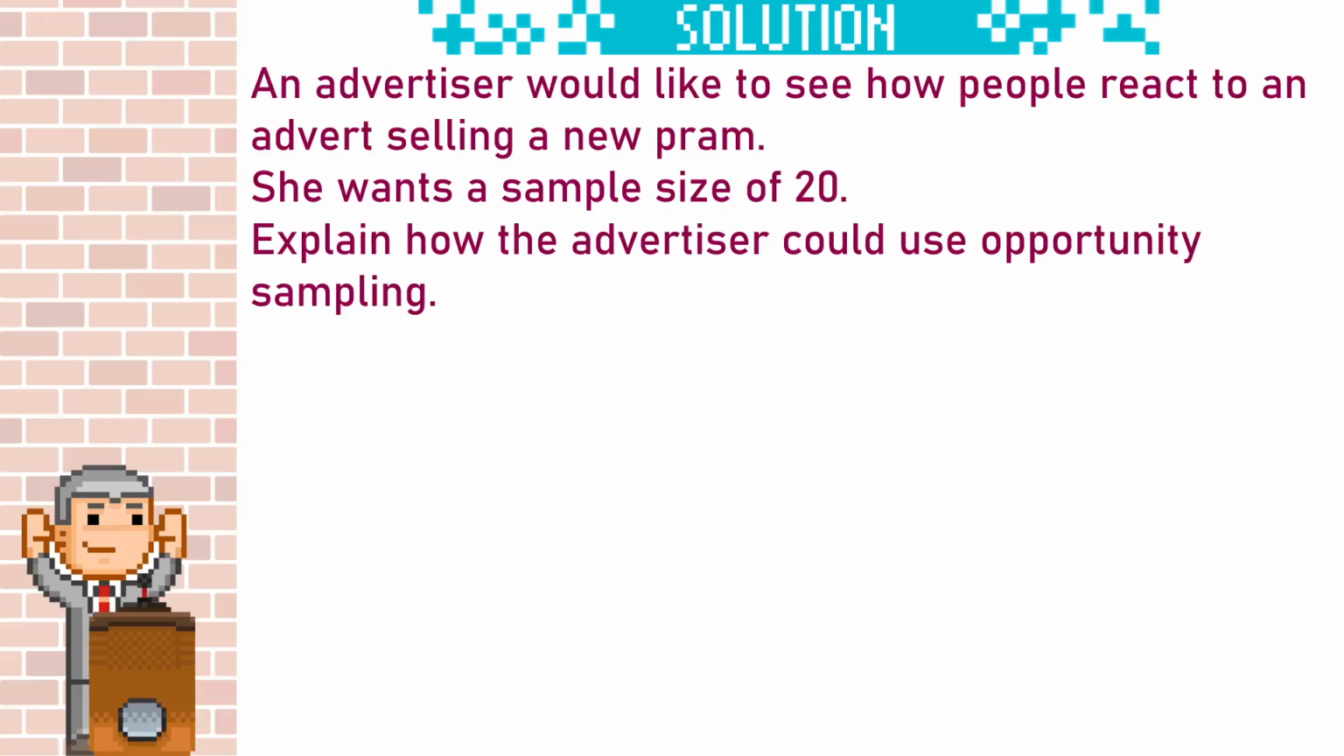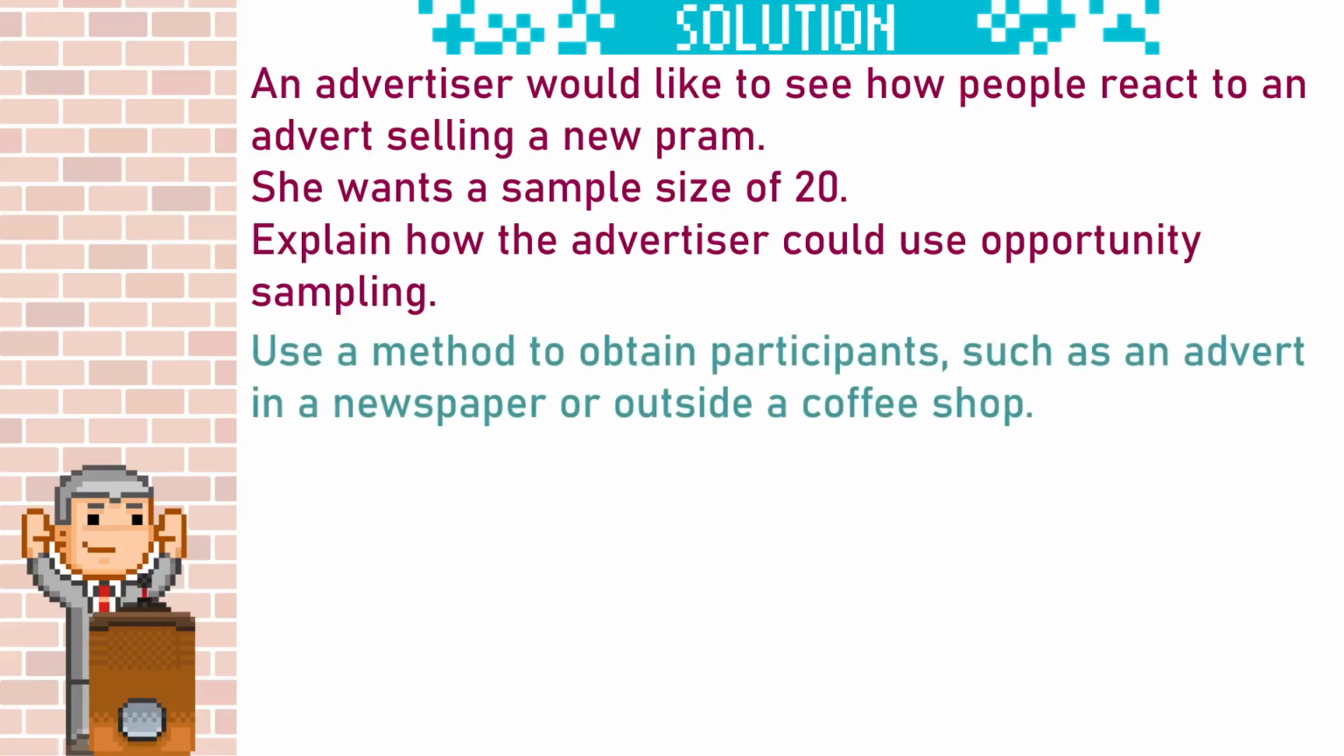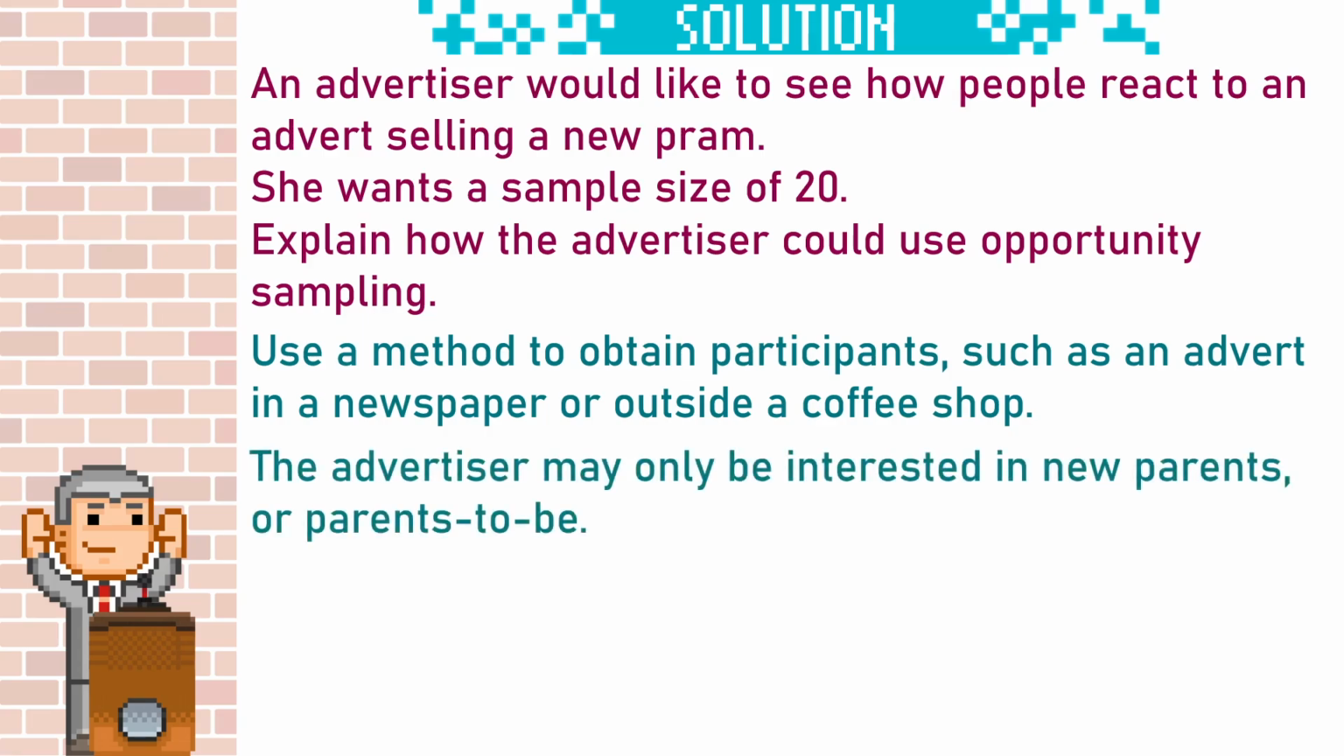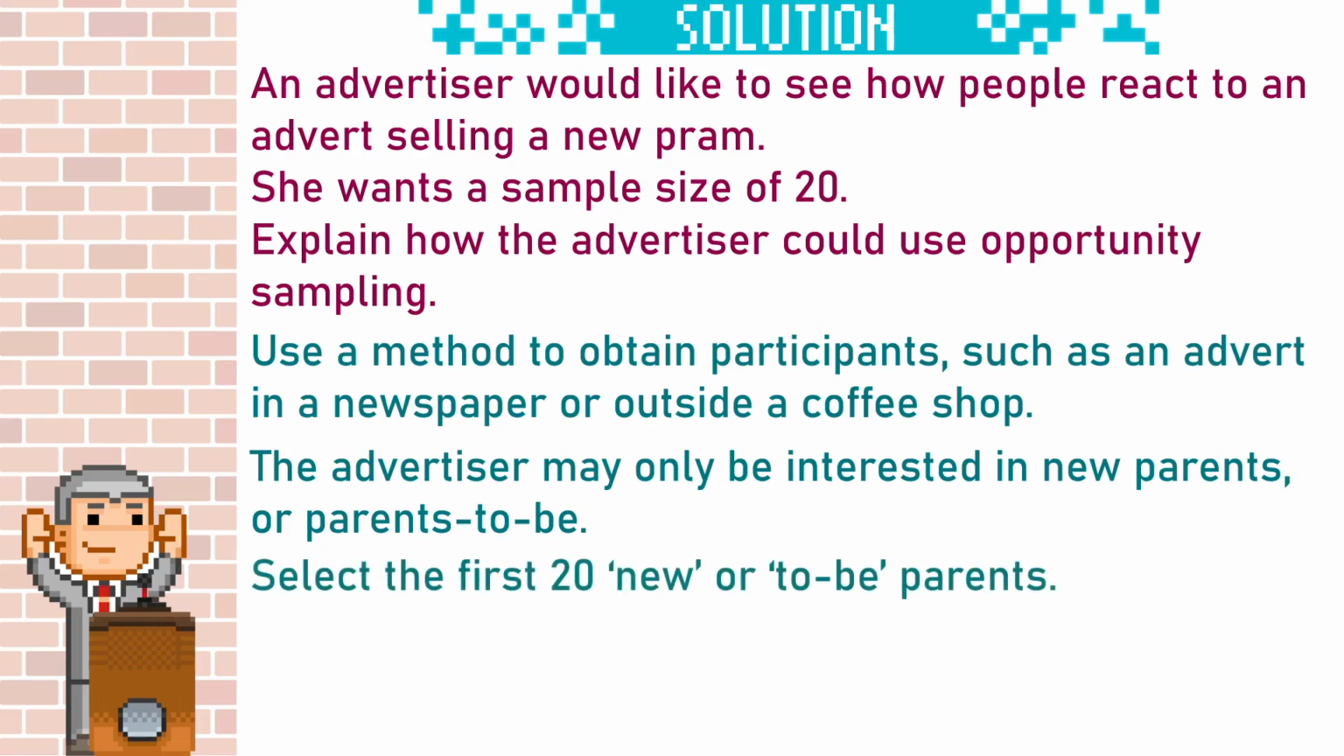For opportunity sampling, they'll need a method to obtain participants, such as an advert in a newspaper or standing outside a coffee shop. The advertiser may only be interested in new parents or parents-to-be, so they're going to select the first 20 people that fit that criteria, the first 20 people who are either parents or parents-to-be.